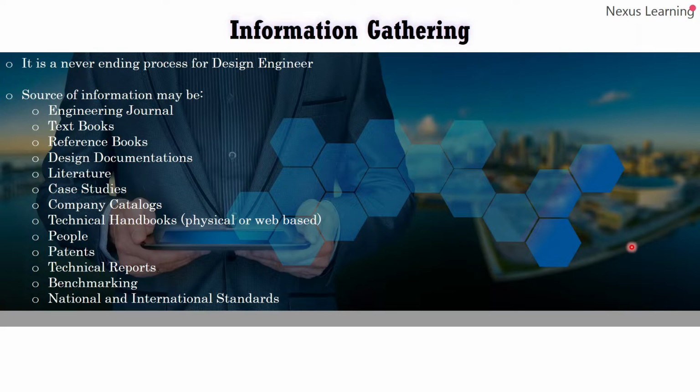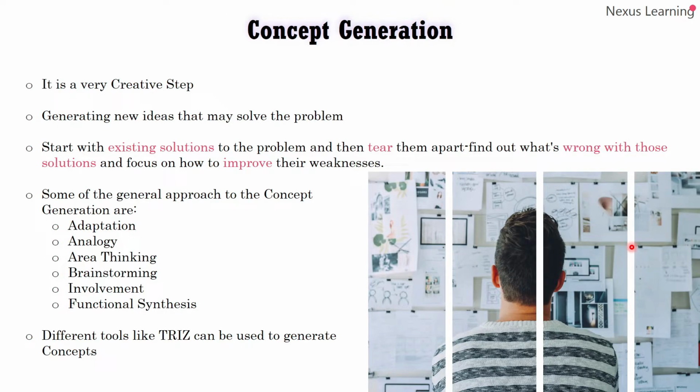But general sources of information might be: engineering journals, textbooks, reference books, and design documents which are standard documents. There is a lot of literature available around the world. There are case studies, people, technical handbooks, patents, technical reports, benchmarking, and national and international standards. All those sorts of things we have to study.